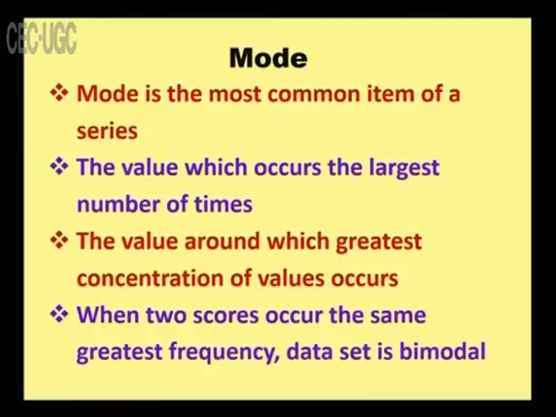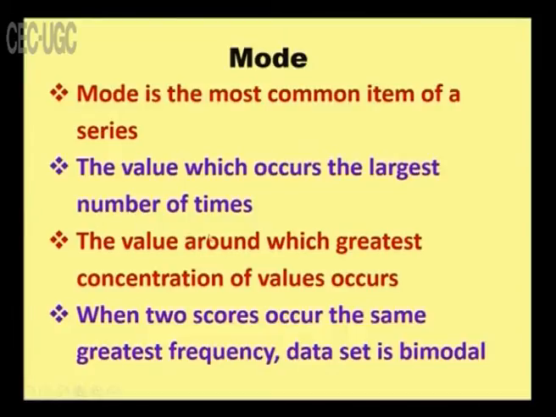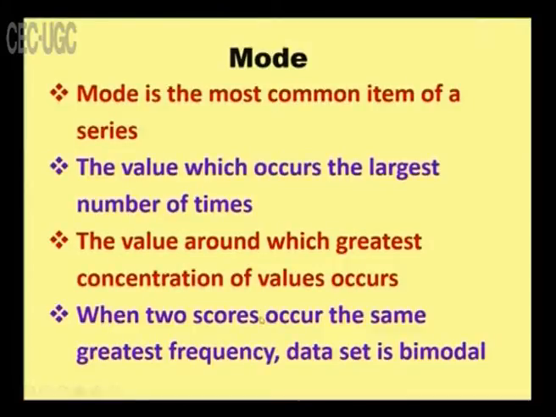Now, let us discuss about the mode. The mode is the most common item of a series, and it is defined as the value which occurs the largest number of times. That means, in a series, if any value is occurring the largest number of times, that is called the mode. Or we can say it is the value around which the greatest concentration of values occurs. That means, if some number is occurring the largest number of times, naturally that is concentrated with many values. Or when 2 scores occur with the same greatest frequency, the data set is bimodal. So, it is not necessary that a data set has only one mode. In case 2 values are occurring the same greatest number of times, that is called bimodal.